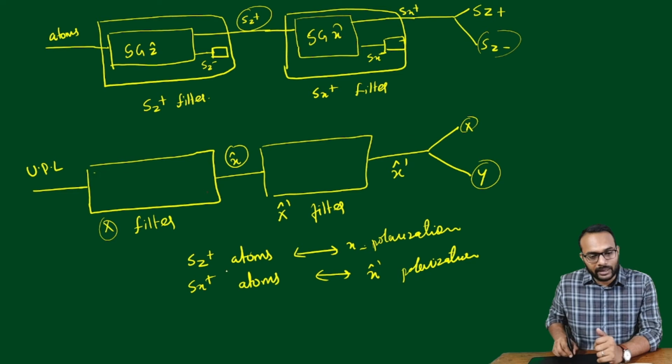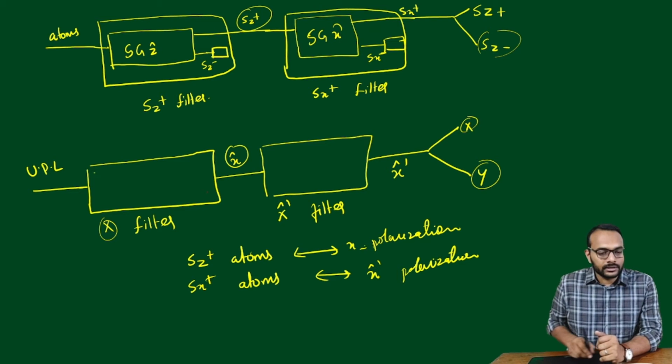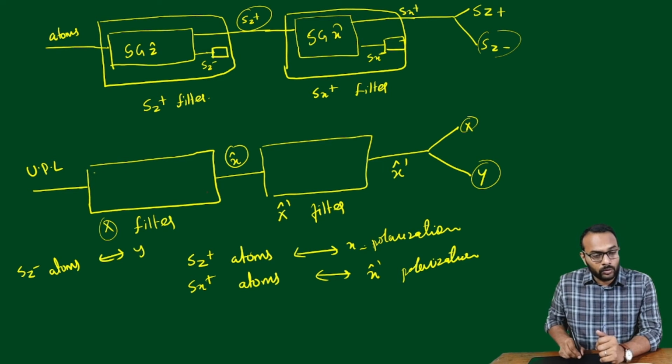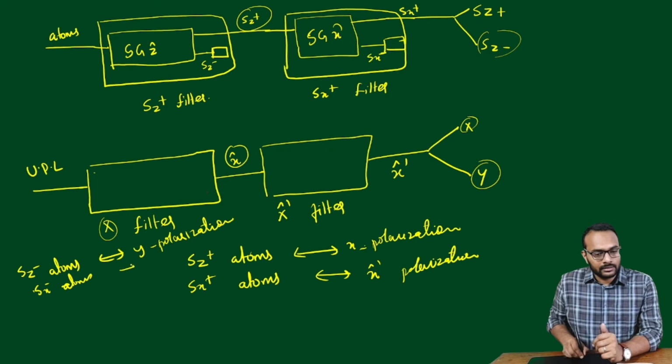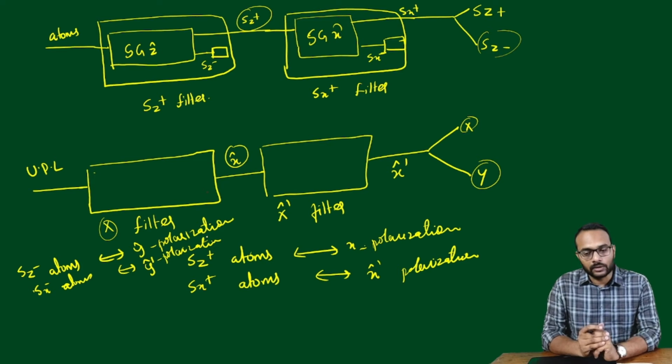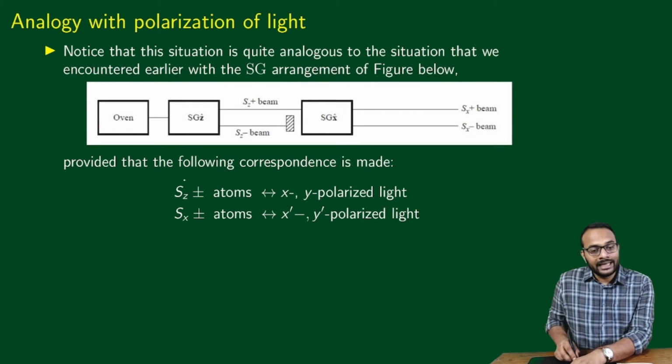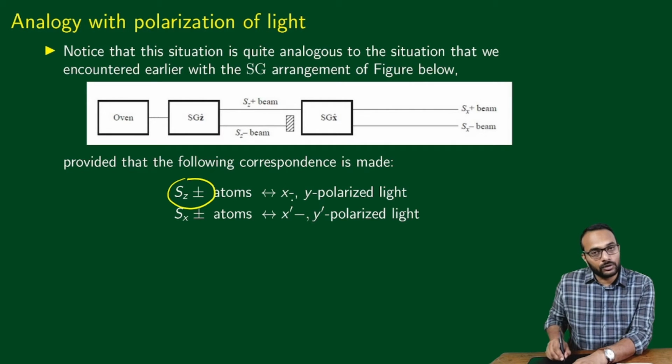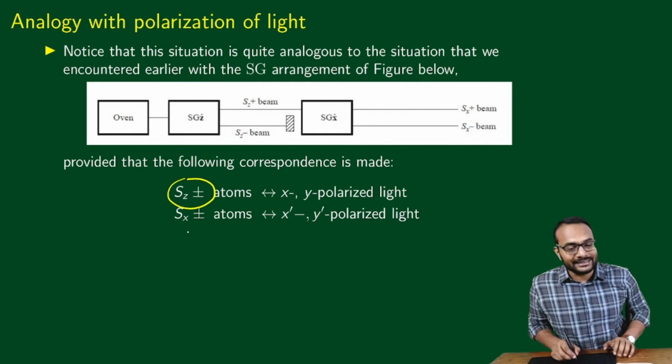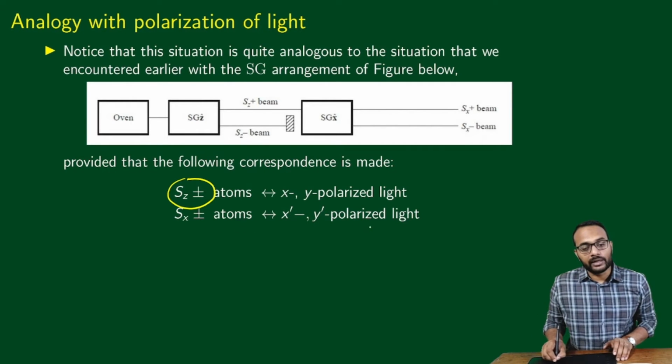So we can say that Sz minus atoms can be made analogous to Y polarization, a light beam with Y polarization, and Sx minus can be made analogous to Y prime polarization. So the same kind of mathematics will then work out. That's what we have said here: Sz plus-minus atoms are analogous to XY polarized light, and Sx plus-minus atoms are analogous to X prime and Y prime polarized light.